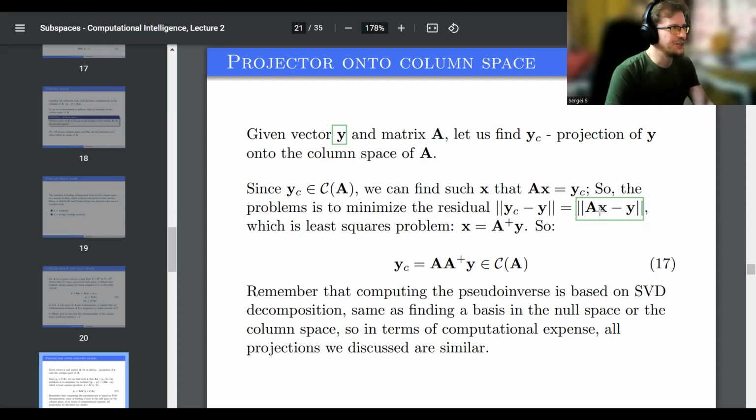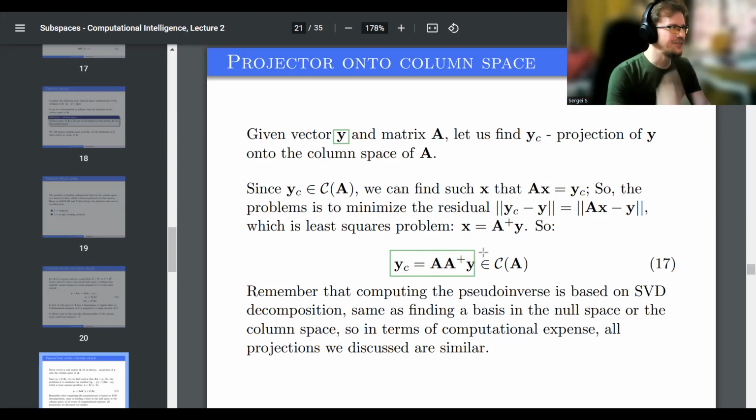Now this is a least residual problem, least squares problem of finding the smallest residual, smallest norm solution. And we know how to solve it. We solve it using pseudo inverse. We solve it writing x equal to A pseudo inverse y. Okay, and that's how we find x. But we know that yc is equal to Ax. So in fact, yc would be equal to A times A pseudo inverse y. So what we found is that the projection of y onto the column space is A A pseudo inverse y.